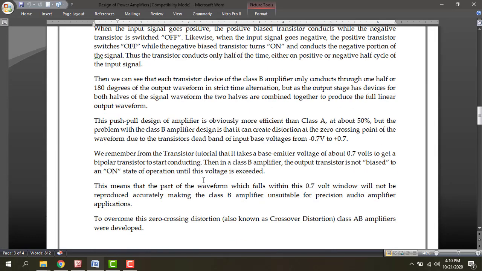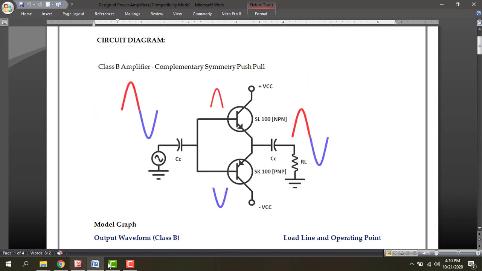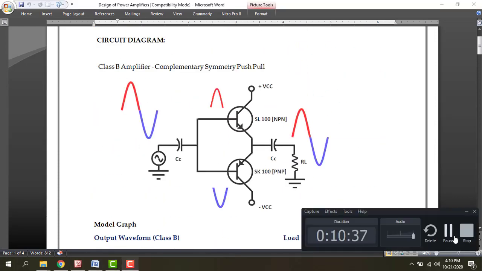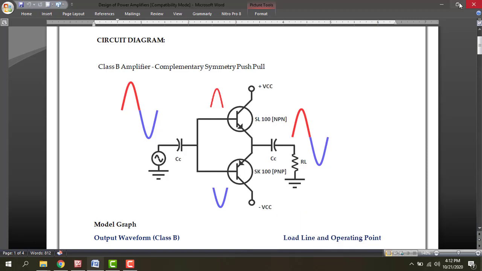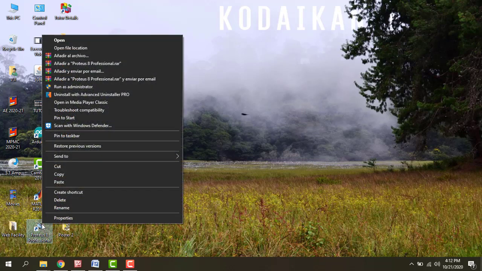Next we are going to simulate this class B as well as class AB amplifier in the Proteus platform. I think initially we discussed the Proteus software, the installation procedure, and the backup files are already shared with you.